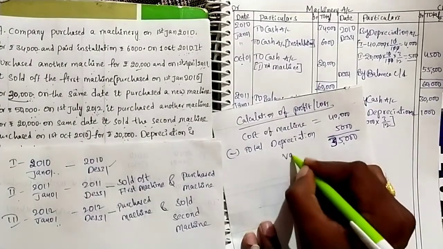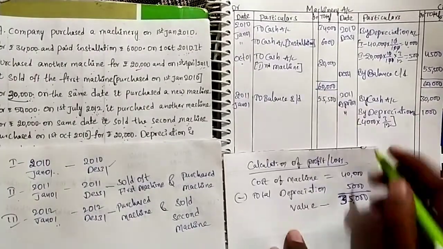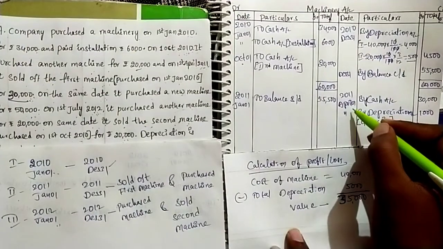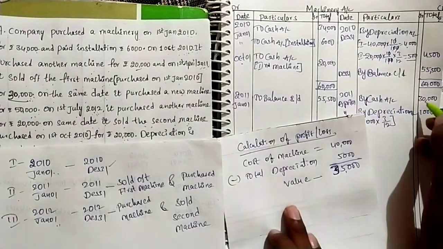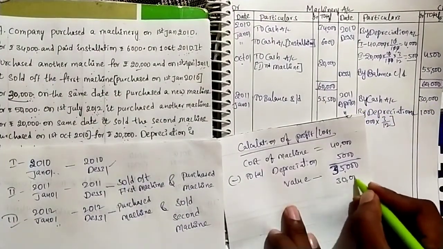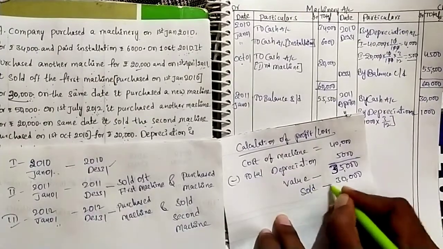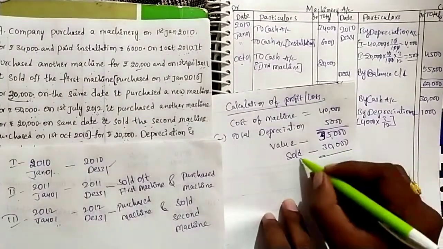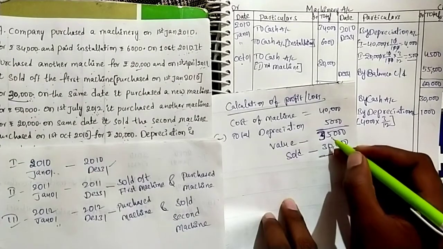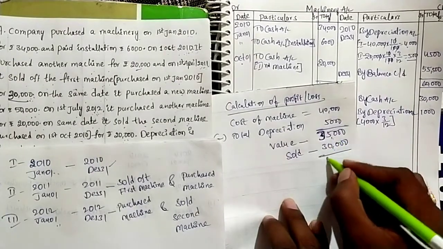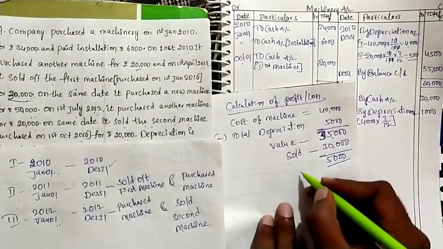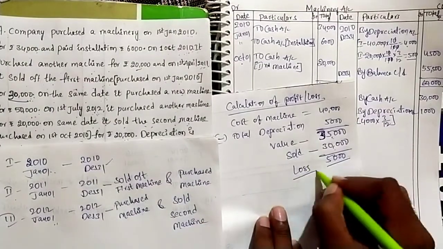Okay, this is the value on April 1st. Okay, we sold for 30,000. We sold at 30,000. What will happen? The sale value is less than the actual value. So automatically that is treated as loss. 5,000 rupees treated as loss.